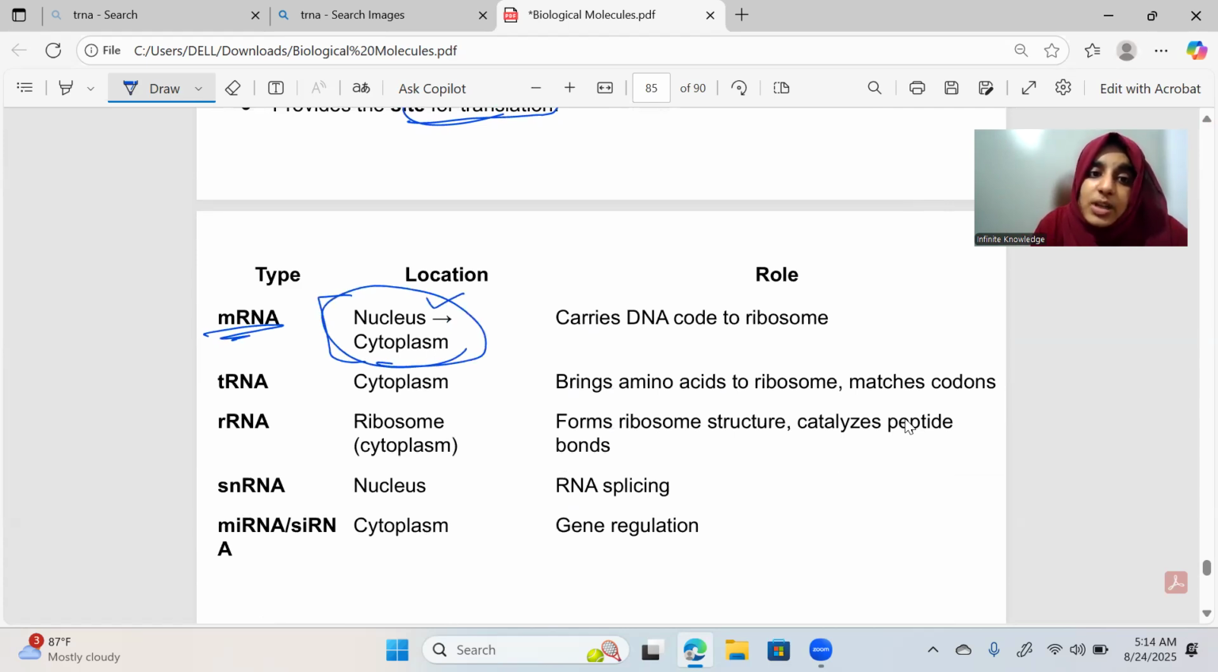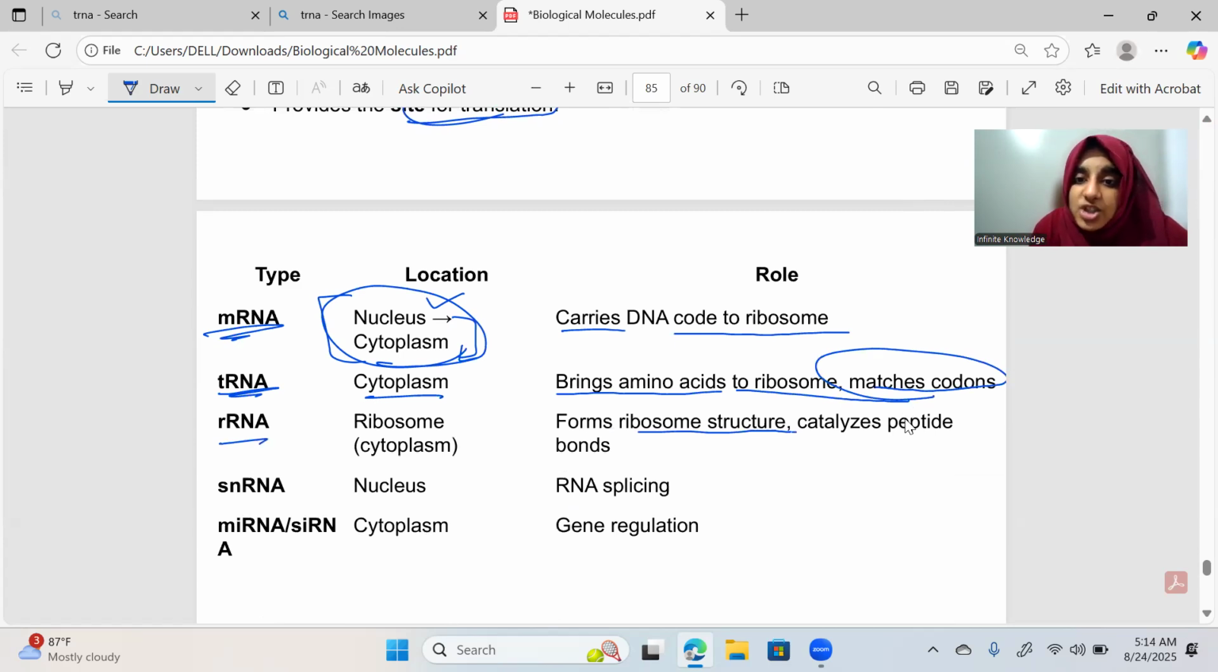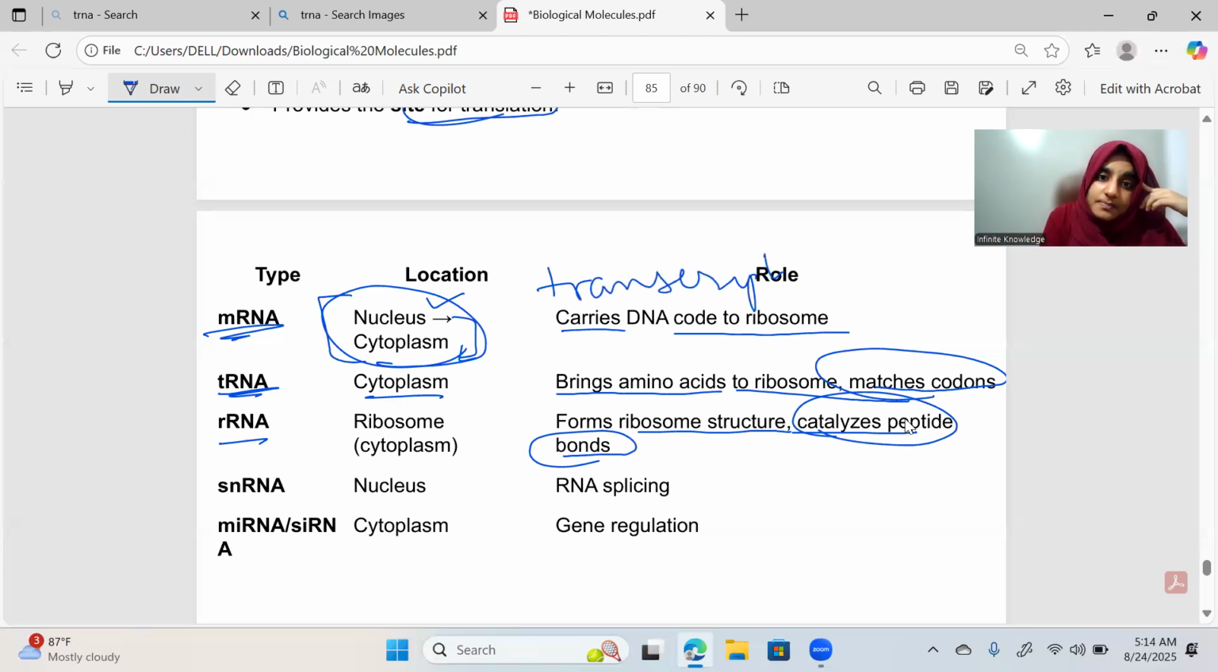Okay. Now, this is just a summary. The location of messenger RNA is very important. It is present in the nucleus and then it goes to the cytoplasm as well. It carries the genetic code to the ribosome. Then we have transfer RNA that is present in the cytoplasm. It brings amino acids to the ribosome and it matches the codons. Ribosomal RNA forms the ribosome structure and catalyzes the peptide bonds. It helps in translation. Messenger RNA helps in transcription, right? Ribosomal RNA helps in translation.